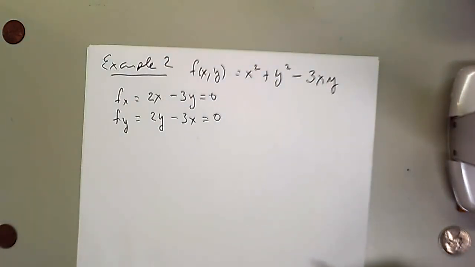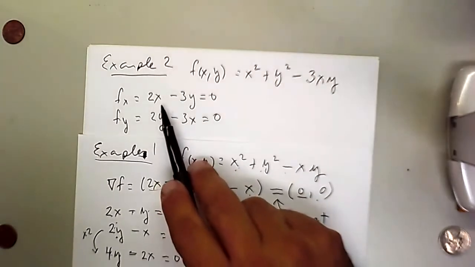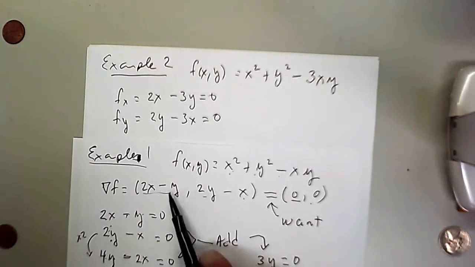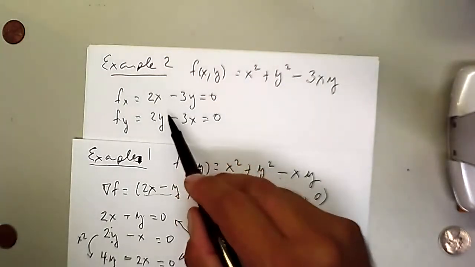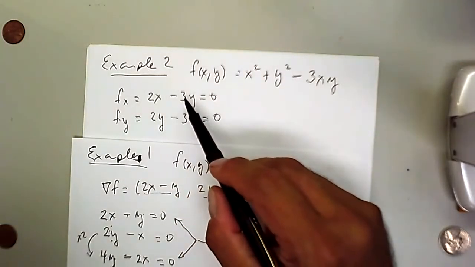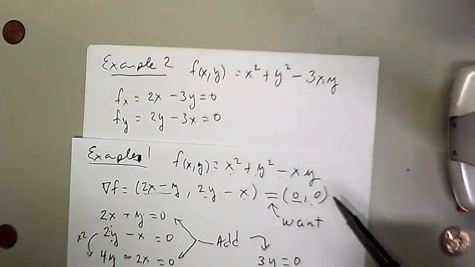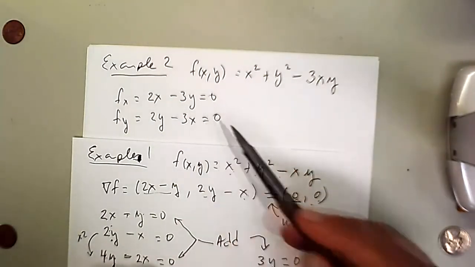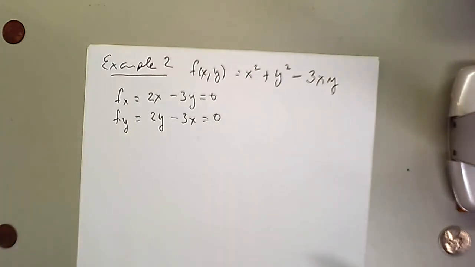By the way, I wrote this a little differently. Instead of putting f sub x and f sub y one above the other, here I put them next to each other because I'm just looking at the gradient. And here I'm looking at the partial derivatives individually. Same thing, I'm just writing it differently. And instead of writing 0, 0 as a vector, I'm writing 0, 0 as two individual numbers. So they're the same thing.